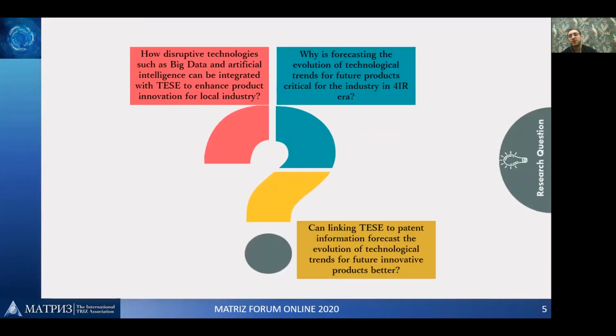In our research, we are going to answer three main questions. First, how can disruptive technologies such as big data and artificial intelligence be integrated with TSE to enhance product innovation for local industry? Second, why is forecasting the evolution of technological trends for future products critical for industry? And finally, can linking TSE to patent information forecast the evolution of technological trends for future innovative products?